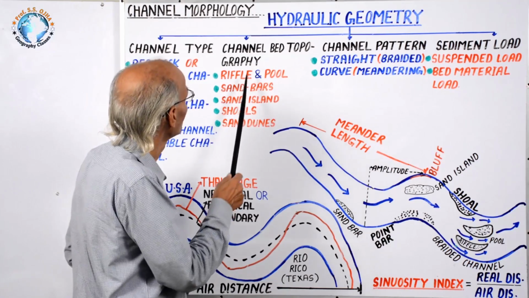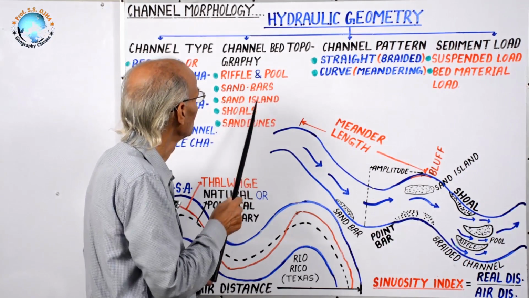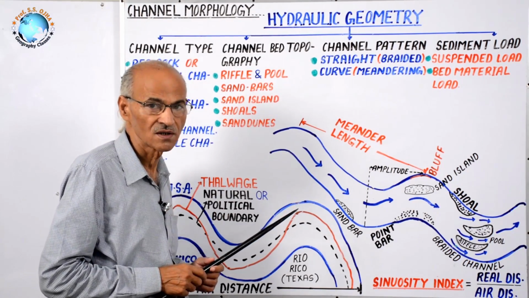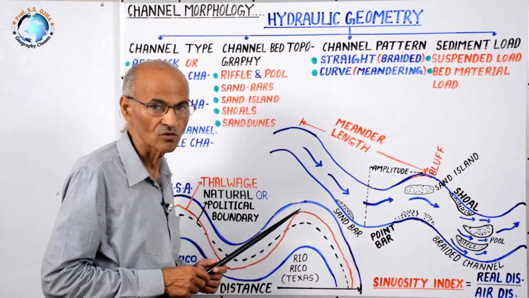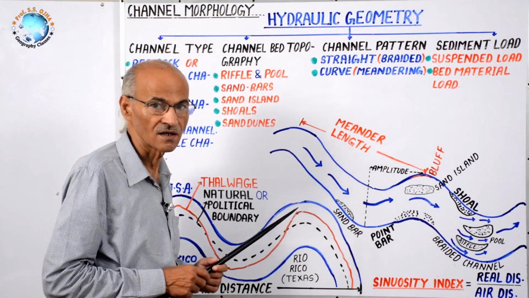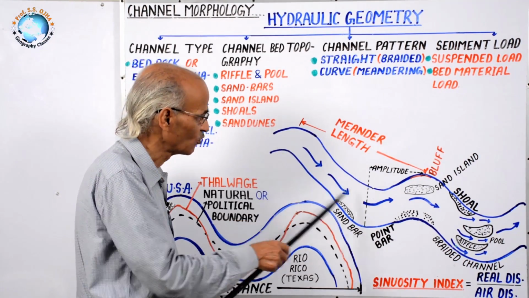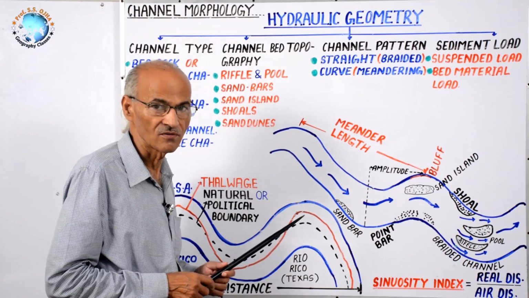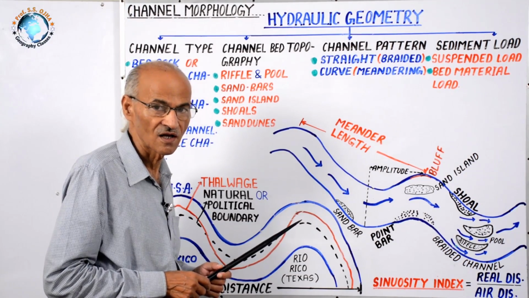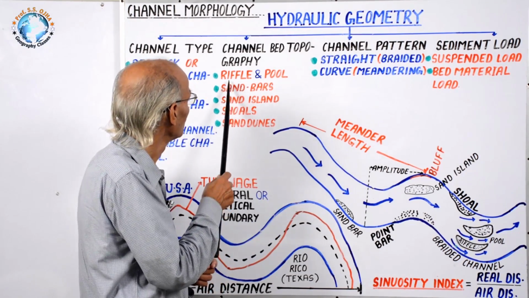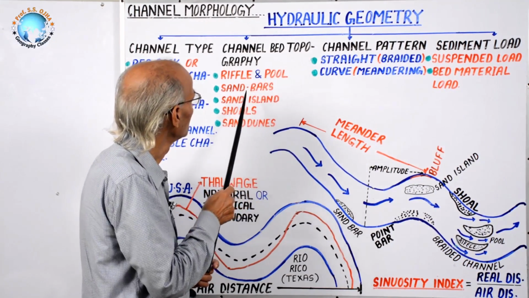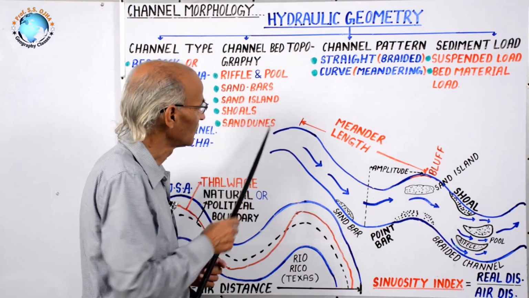Now, the next point is channel bed topography. In channel bed topography, we can divide the river in two parts. The upper half, where there is no bed topography except waterfalls, cataracts, and rapids. But in the lower segment of the river, where the river develops its meanders, a number of depositional landforms are being developed. Those depositional landforms mainly are counted in channel bed topography. For example, riffle and pool.